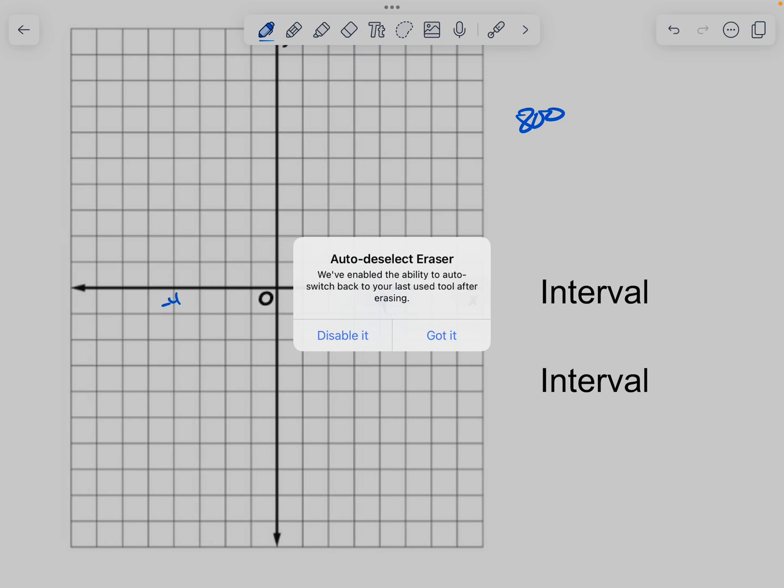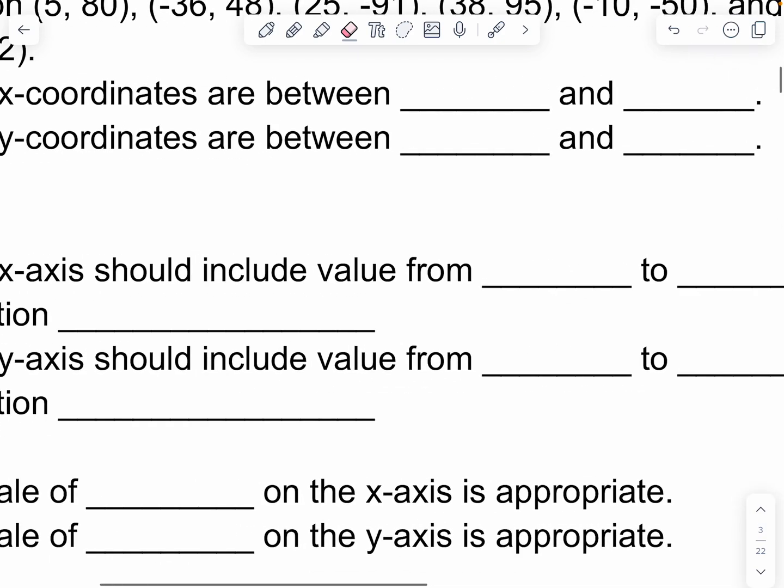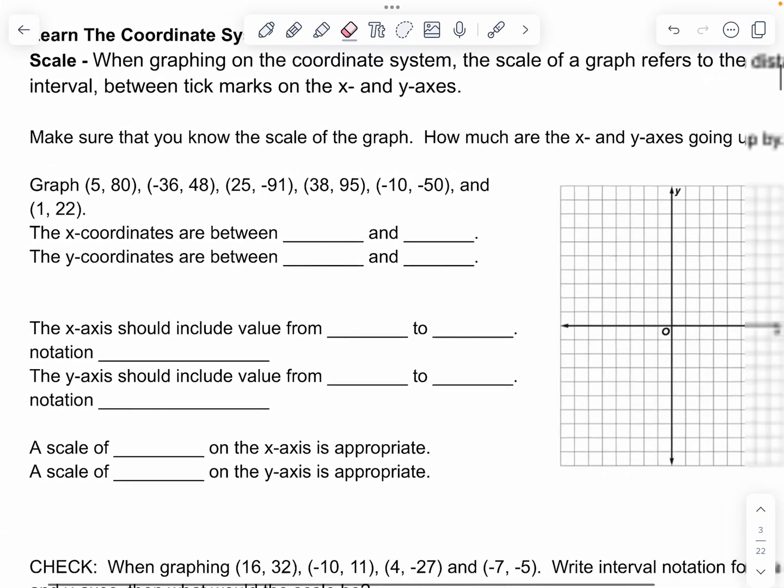Maybe instead of doing that, maybe this one says to go up by 400s. And maybe this goes up by 2s. Okay? So you have to decide what our interval is going to be on that. Okay, so if I look, that is if I can make this smaller again.